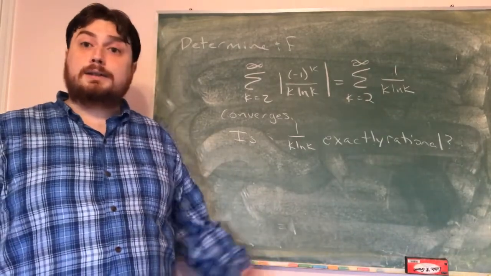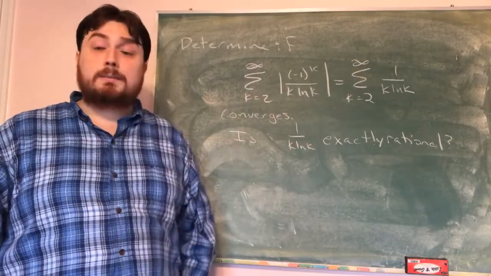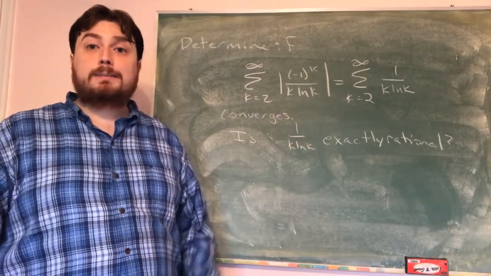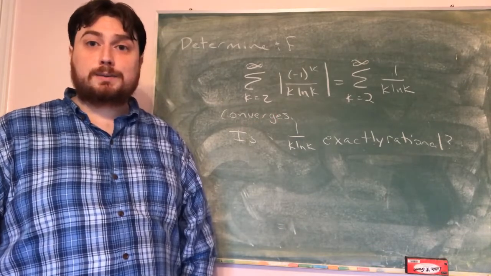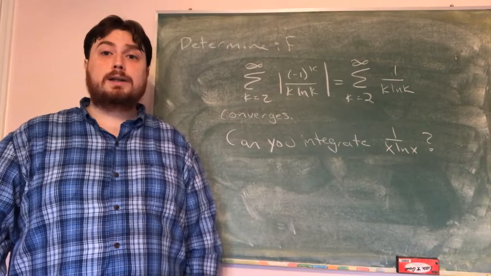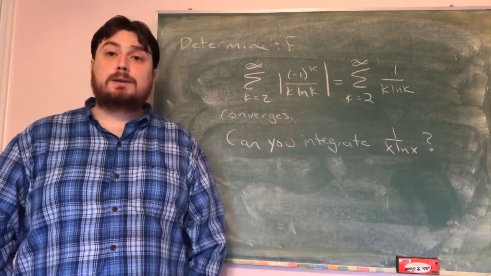Next, we're going to decide, is this exactly rational, meaning that is this just powers of k on top and bottom? And again, it's not because we have the natural log in there, so we're going to have to say no to this one as well. Now, because we said no to the last one, we're going to ask, can I integrate the term 1 over x natural log of x?